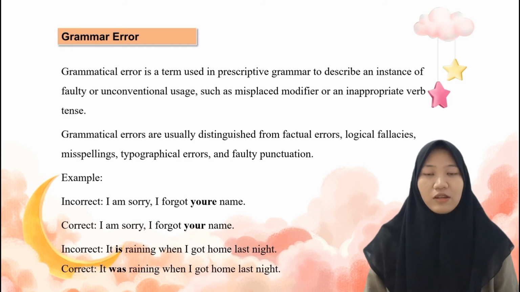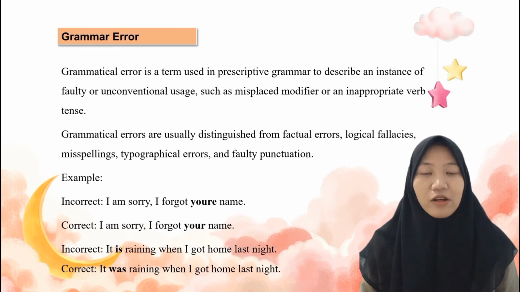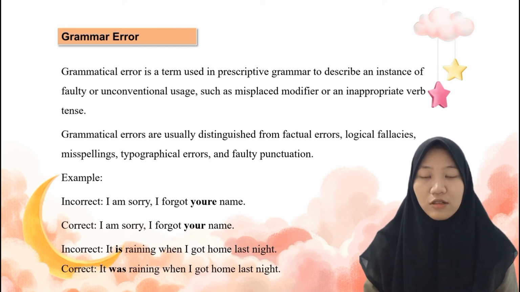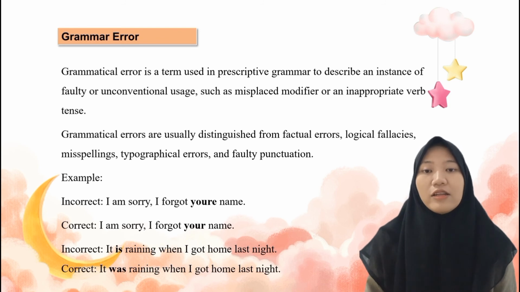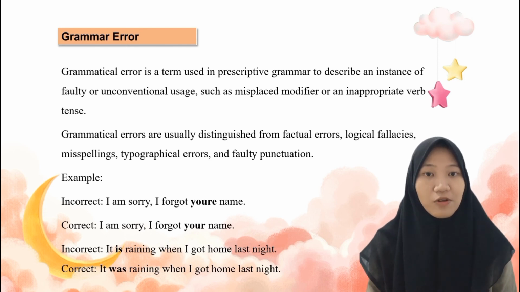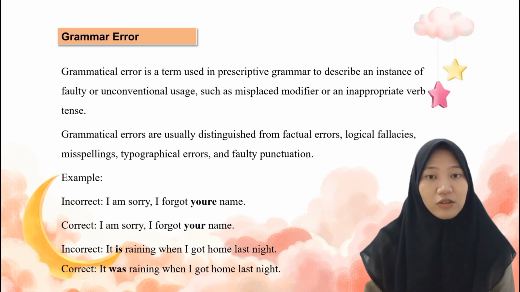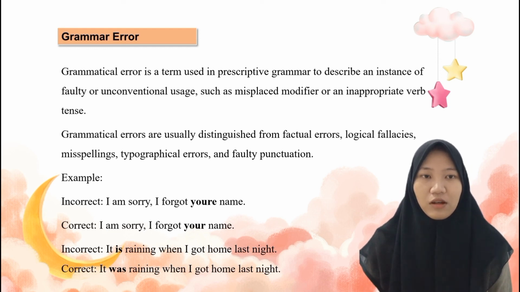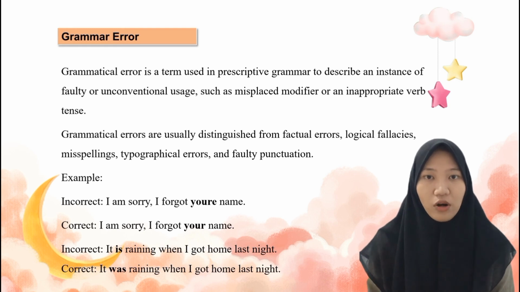For example, incorrect, I am sorry, I forgot you're name. The correct one is, I'm sorry, I forgot your name. Take a look at the written text. Okay, in incorrect, there was written you're, which means it is false, because when we want to address someone's name, you have to use possessive pronoun. So the correct one is your name. Meanwhile, you're is the short form for you are.